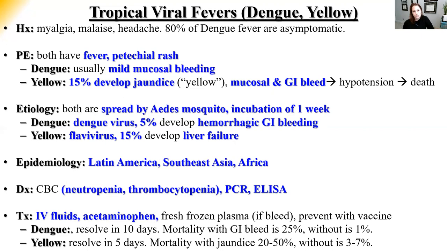In yellow fever, this is a shorter duration, so about 5 days for resolving, but it is a higher rate of mortality. If the patient develops jaundice, the mortality rate ranges from 20 to 50%. If they don't develop jaundice, the mortality rate is 3 to 7%.